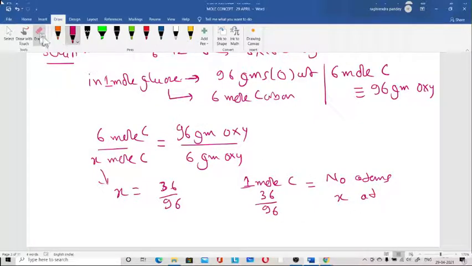So I should take Y. Okay, so that is your Y atoms. So Y will be N naught into 36 by 96. You can do the further calculations.